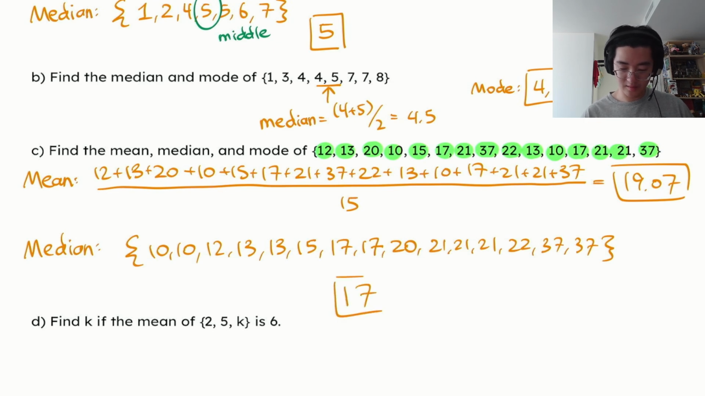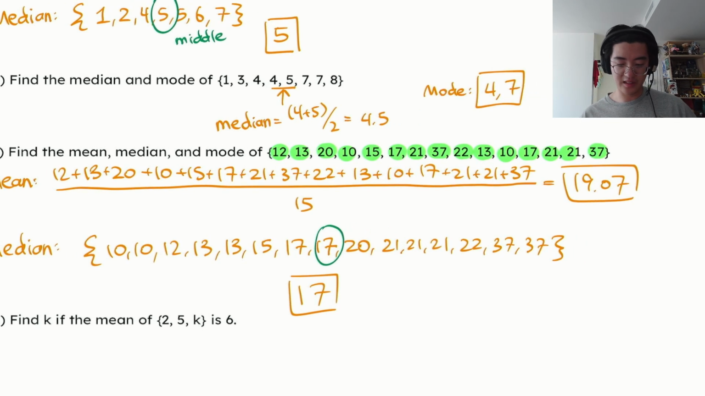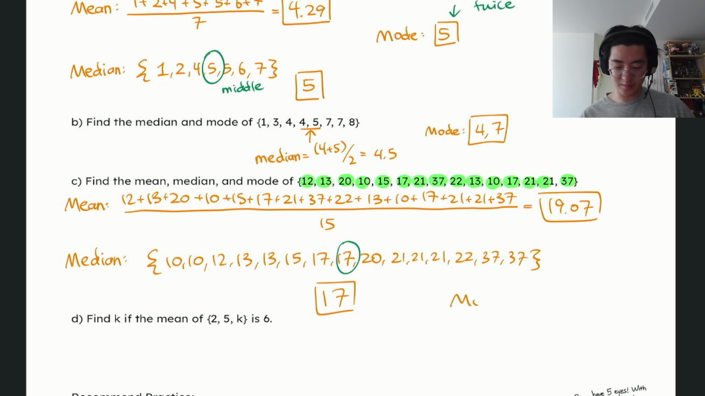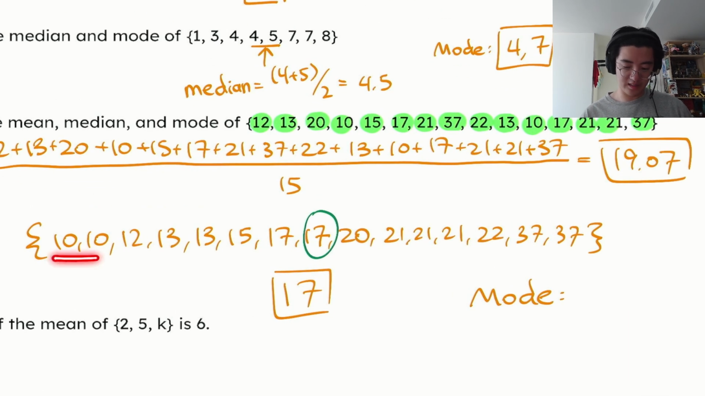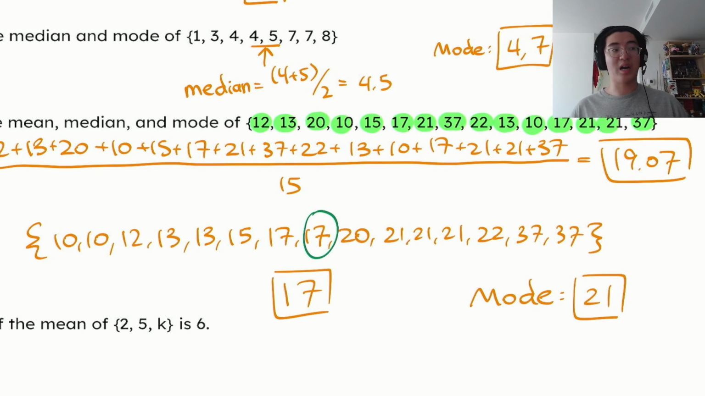17. This is the middle number right here. And rearranging them is actually fantastic for us because now the mode is easier to spot. If we look at the mode, we've got two 10s, two 13s, two 17s, two 37s, and three 21s. So 21 is the most common number. The mode is probably easier to find when we rearrange everything.